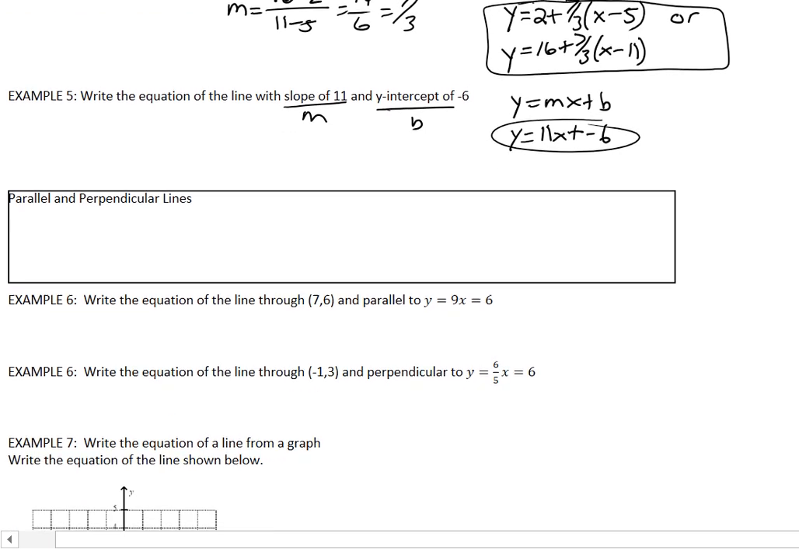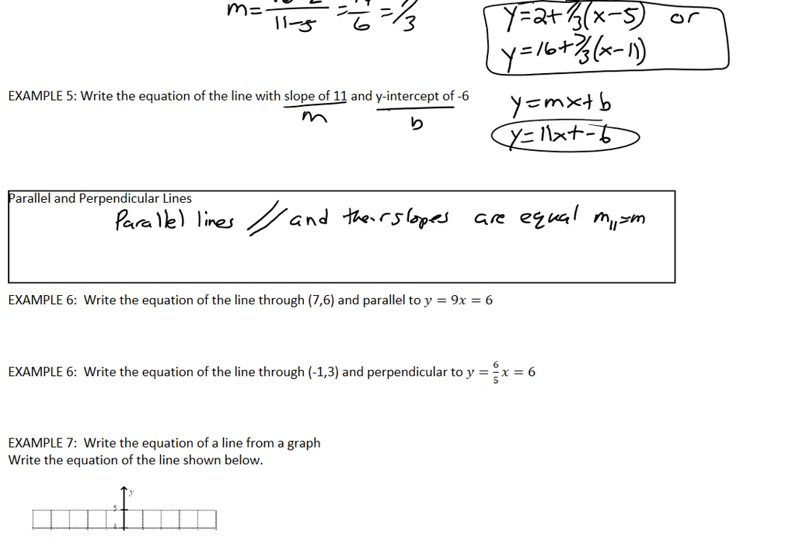Alright, parallel and perpendicular lines. Again, this is something you've done before. We know what parallel lines are. They never intersect. And their slopes are equal. In other words, the slope of a line parallel equals the slope of the line. The little symbol, which looks like a double L, means parallel.